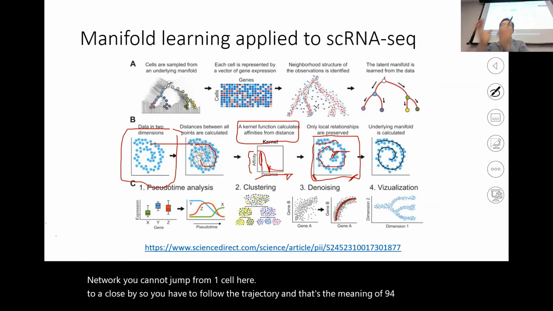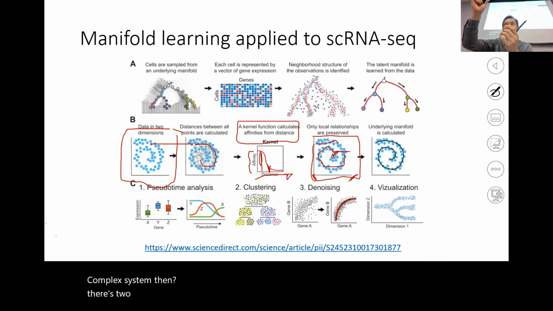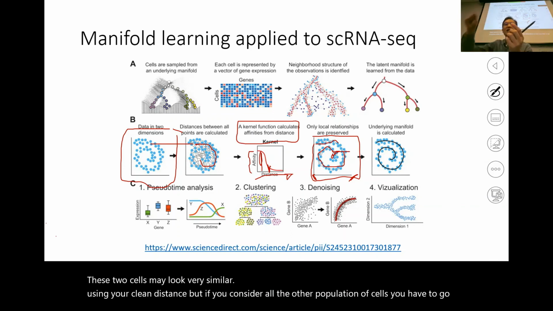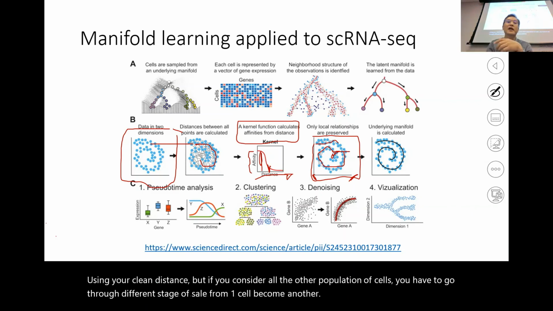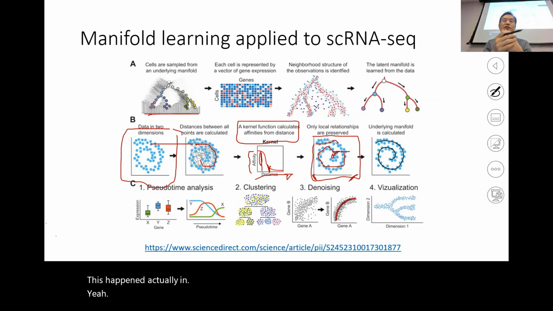Okay, you have this complex system, then these two cells may look very similar using Euclidean distance. But if you consider all the other population of cells, you have to go through different stages of cell from one cell to become another. Okay, this happened actually in the cell differentiation.